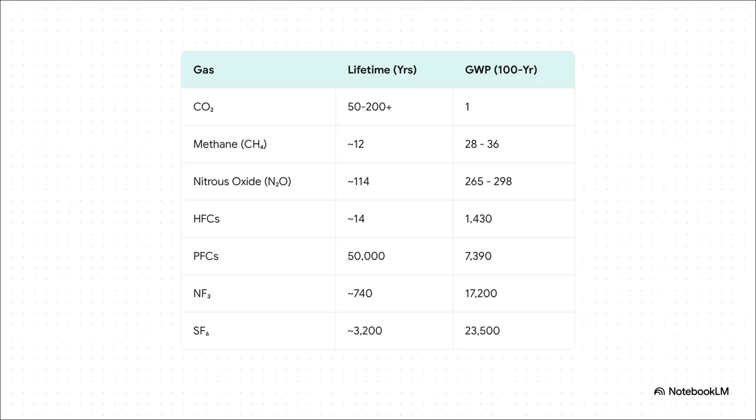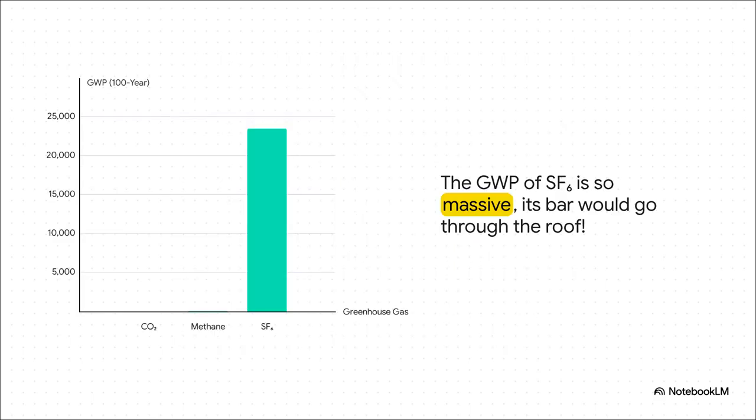See? This is why GWP is so powerful. It lets us compare these insane differences on one simple scale. And if that table didn't quite do it for you, this chart really drives the point home. See that tiny little bar for carbon dioxide? That's our baseline of 1. Then you see methane, which is about 30 times higher. But sulfur hexafluoride? Its GWP is so massive we couldn't even fit the whole bar on the screen. It just goes up and up and up. It's a fantastic visual that just screams, not all gases are created equal.